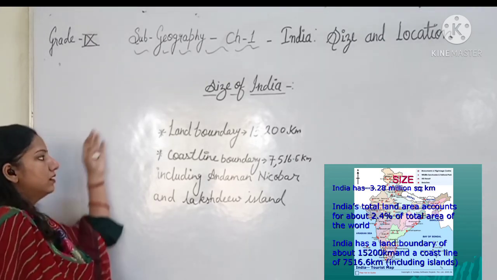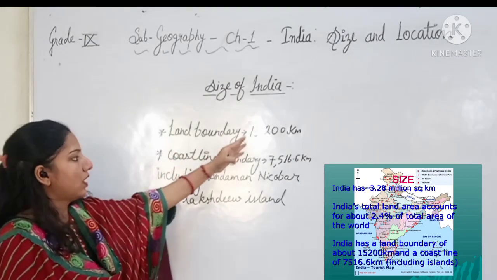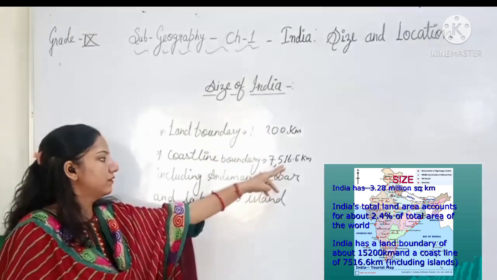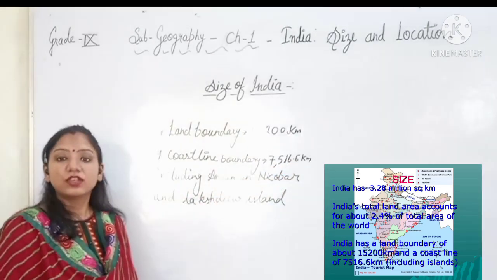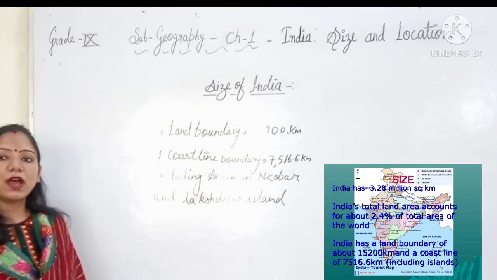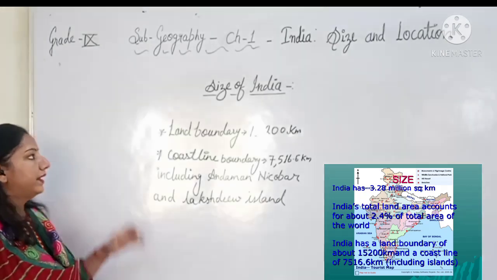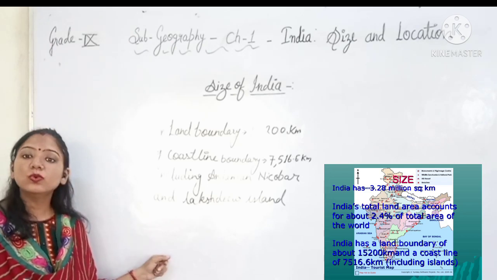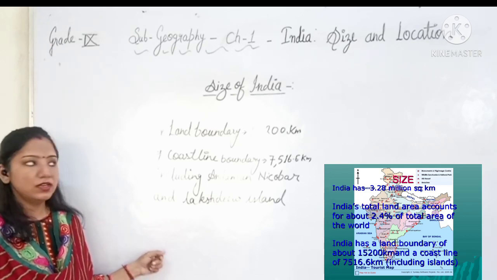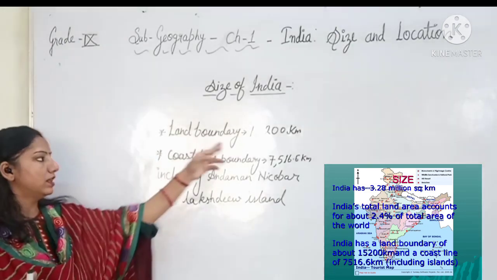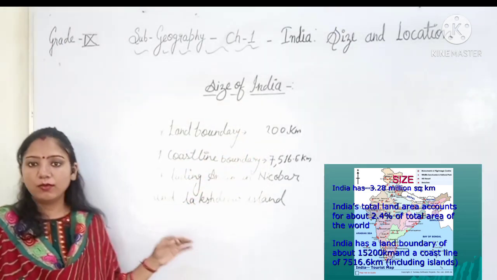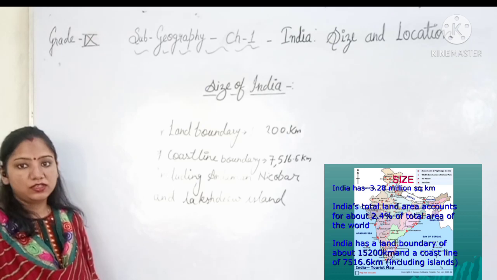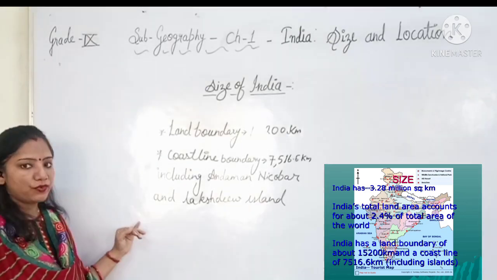So the land boundary is how much? 15,200 kilometers. And the coastline boundary is around 7,516.6 kilometers, which includes the Andaman Nicobar and Lakshadweep Islands. And that is the size of our country: the total geographical area of 3.28 million square kilometers, including the land boundary of 15,200 kilometers and the coastline boundary of 7,516.6 kilometers.